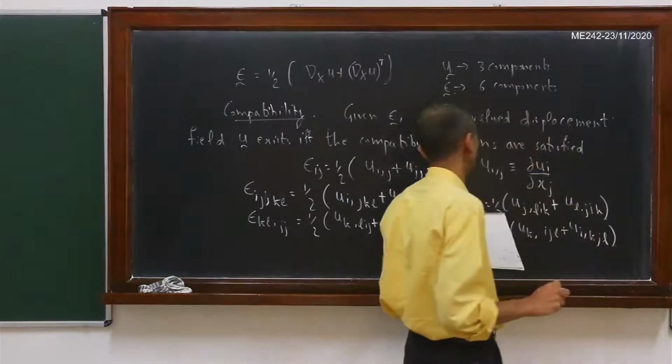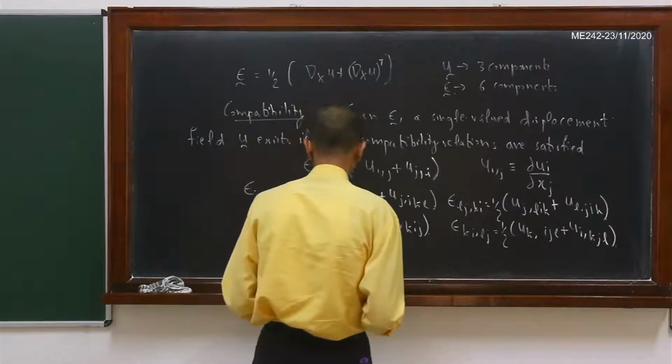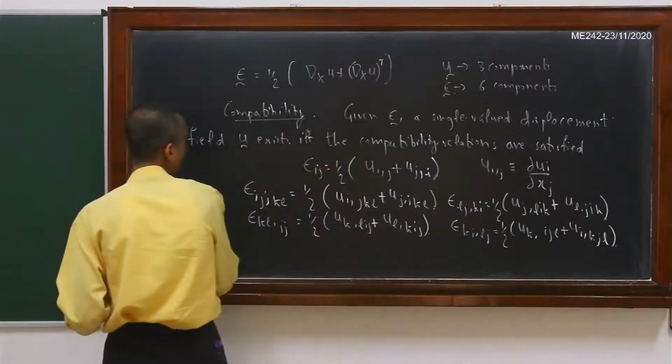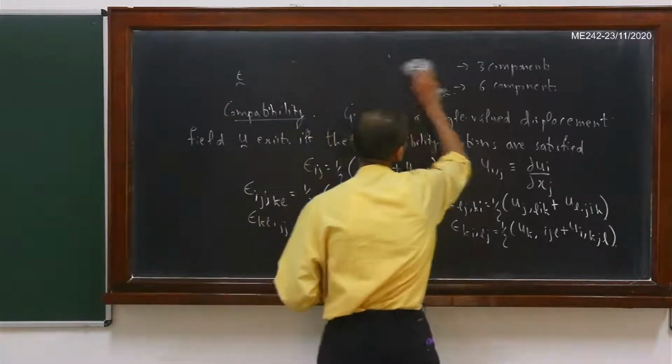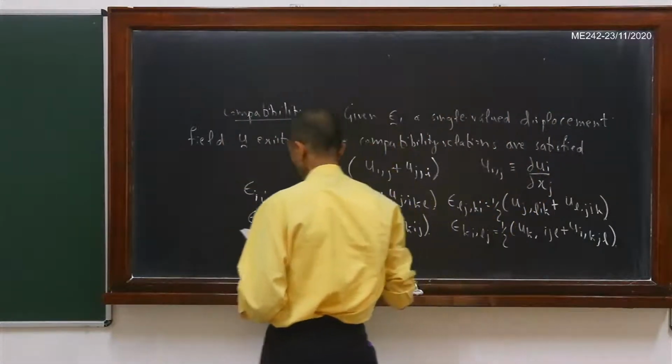Okay, so I'm just forming these four tensors. Now you will see that if I combine these four objects in a particular way, then the sum of those four objects is 0. So let us just write that.